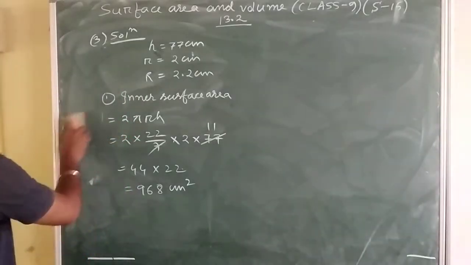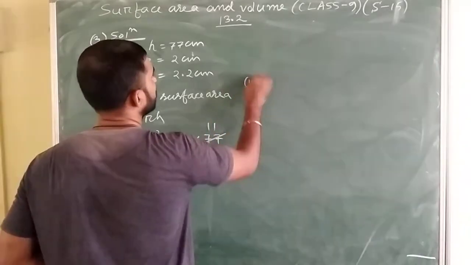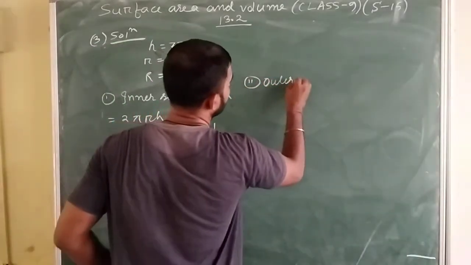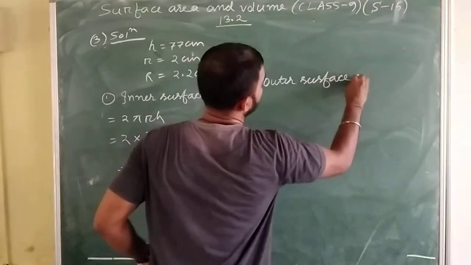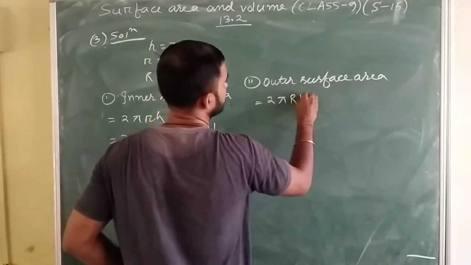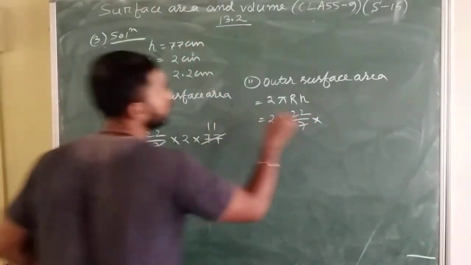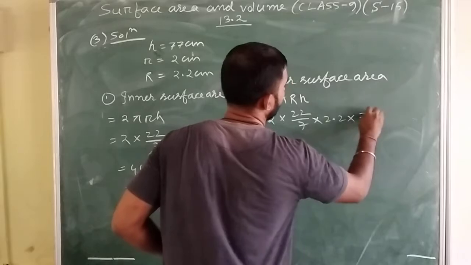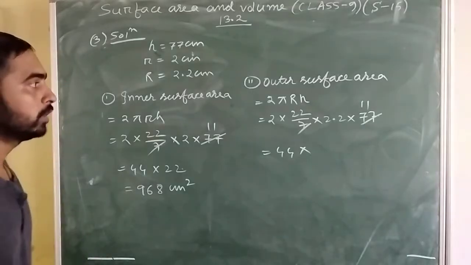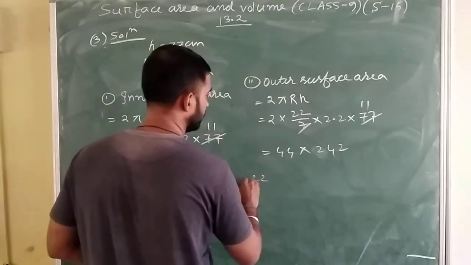Now the second question is to find the outer curved surface area. Number 2 is outer surface area. Here, since it is outer, we will take the outer radius. 2 into 22 by 7. Here r equal to how much? 2.2. h equal to 77. 11. So 44 into 22, 242.